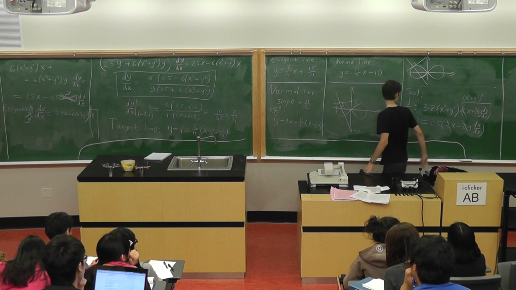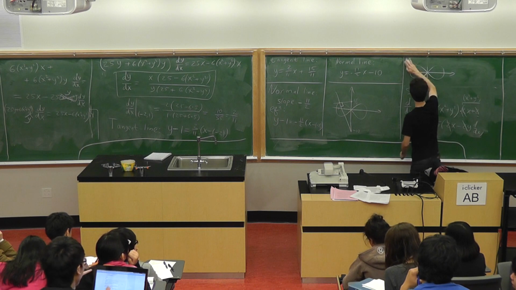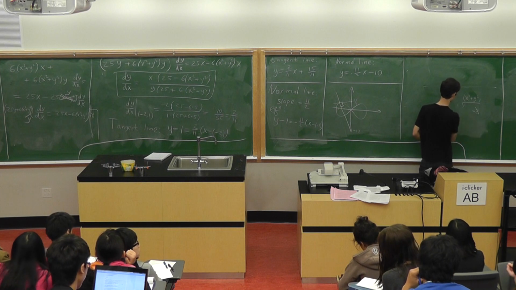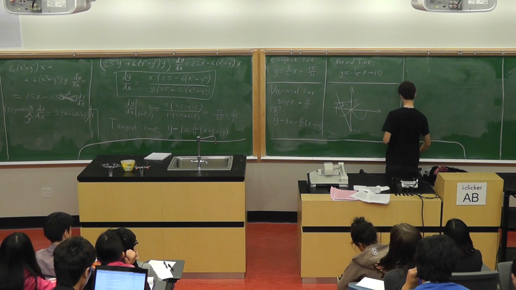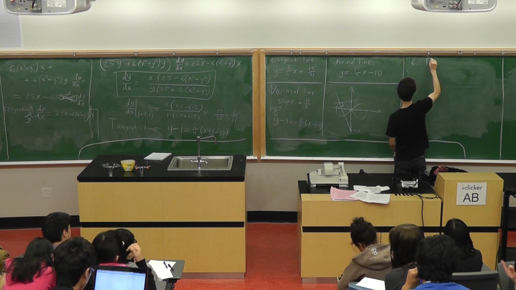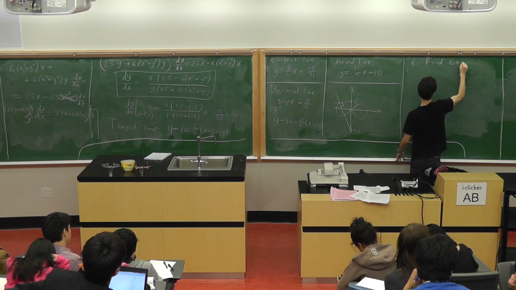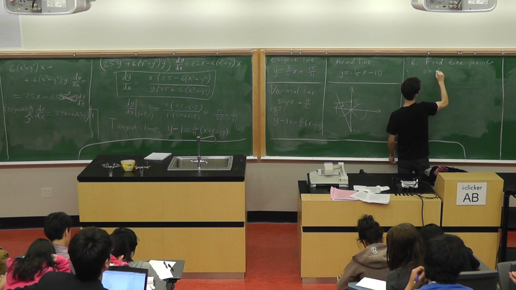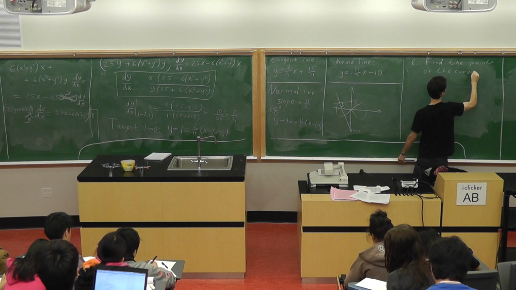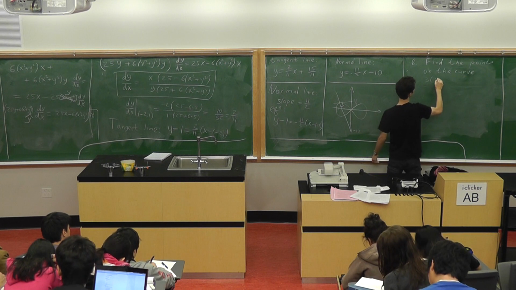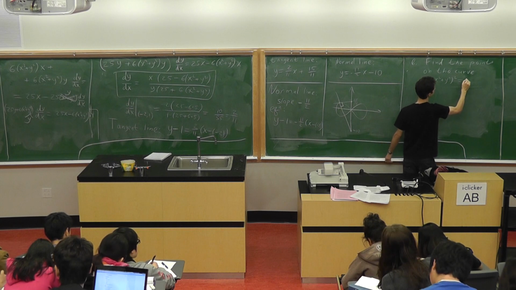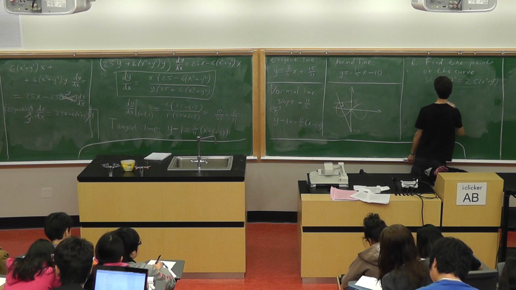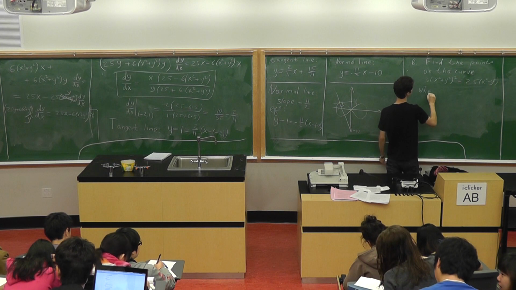Okay, let's go to part B, which is about vertical tangents. Find the points on the same curve, 3x squared plus y squared squared is 5x squared minus y squared, where the tangent line is vertical.